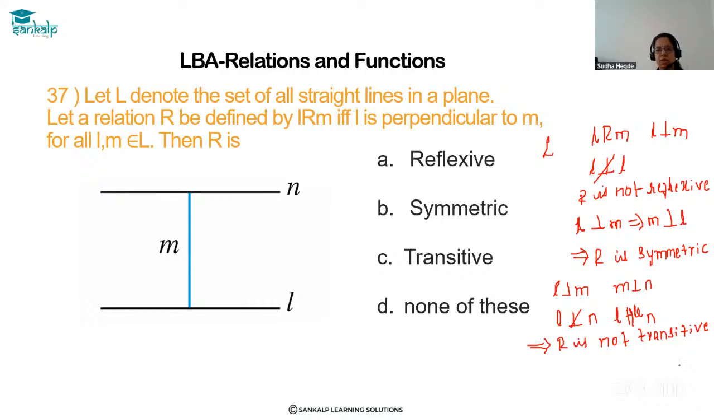So option A, reflexive, is not correct. Option B, symmetric, is the correct answer. And option C, transitive, is also not correct. The last option, none of these. Okay, so option B, symmetric, is the correct answer.